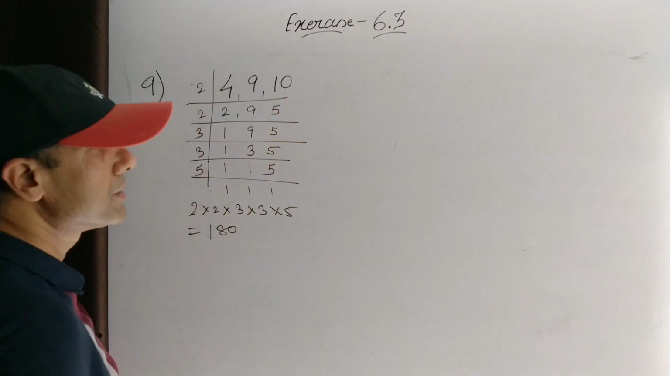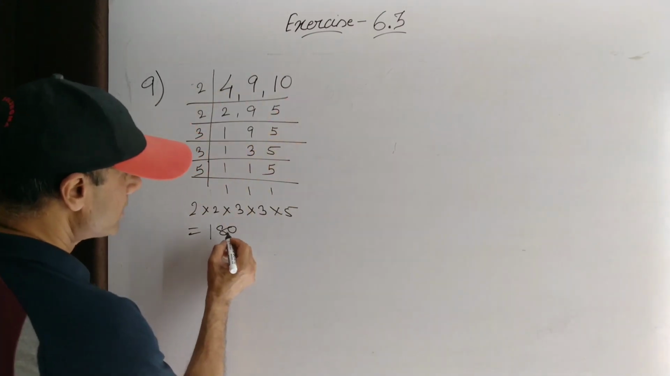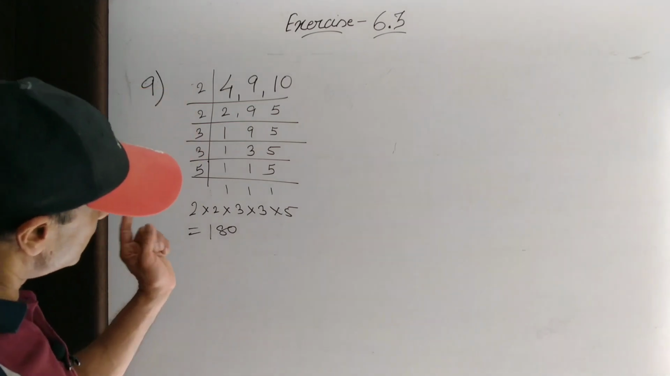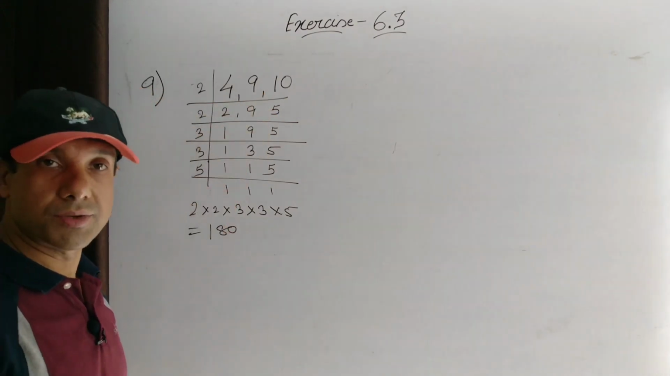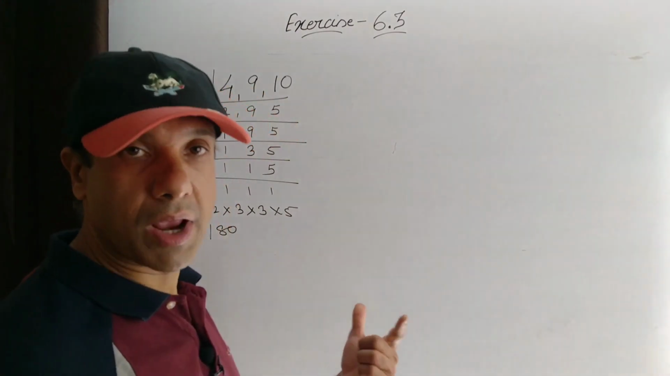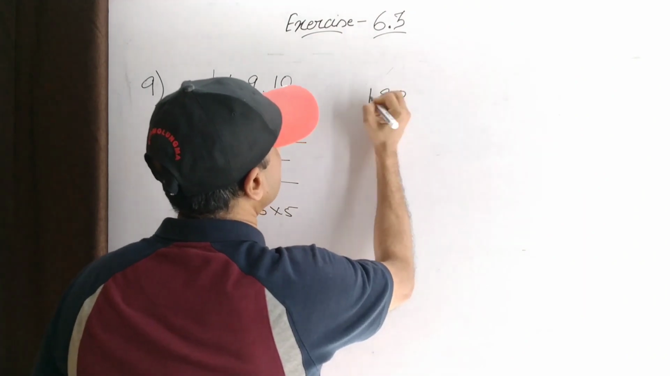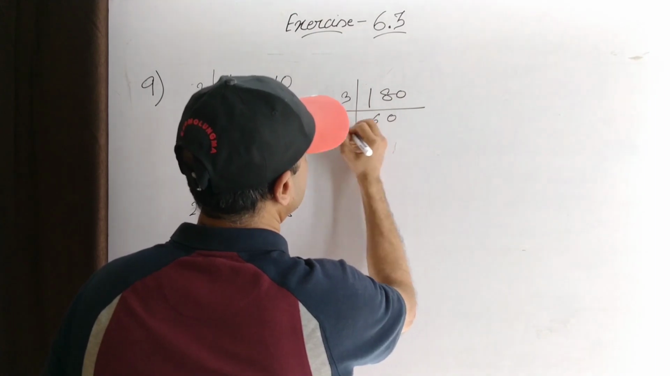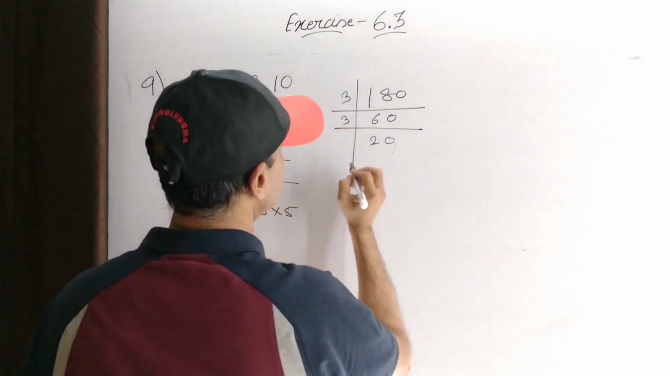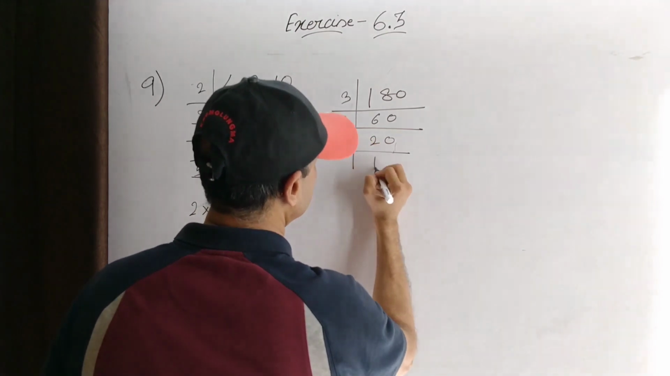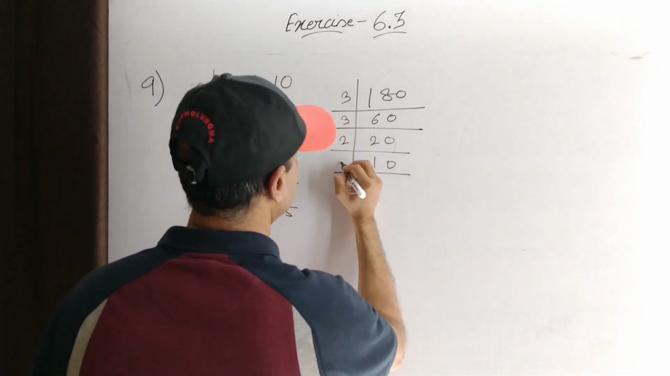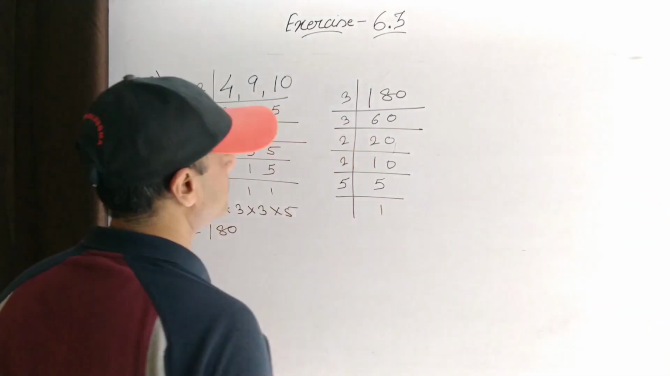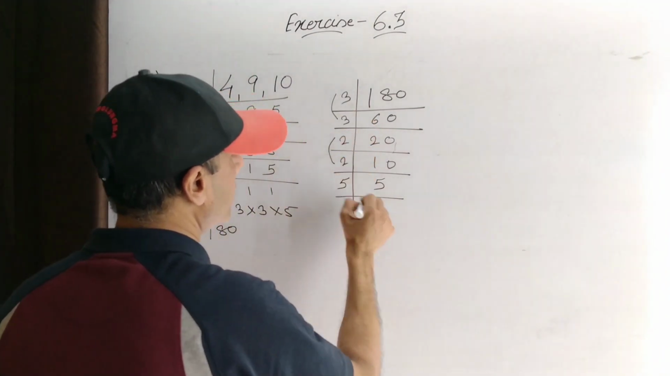number which is divisible by these three, but it ends with a single zero, so it cannot be a square number. So let's find the least square number which is divisible by these three. For that we use prime factorization method. So 180, we use 3 here, 60, 3 again, 20 and 2, this is 10, this is 2 again, this is 5. So 5 and this is 1. So we have got 3 in pair, 2 in pair, 5 not in pair.